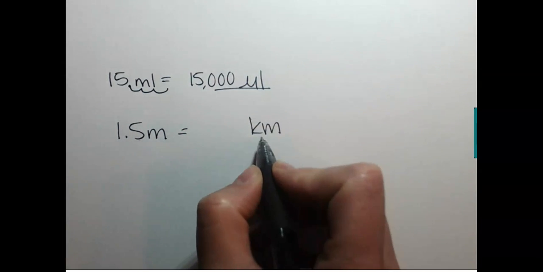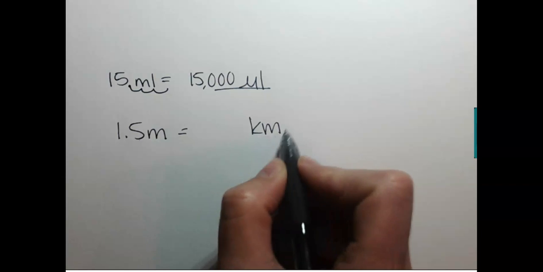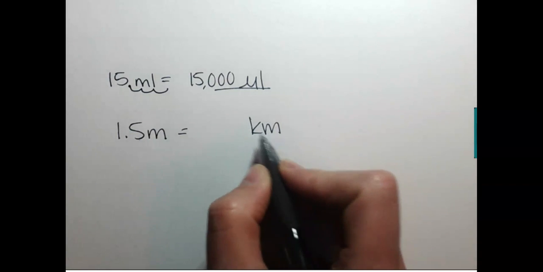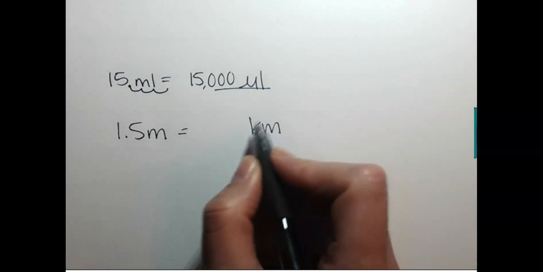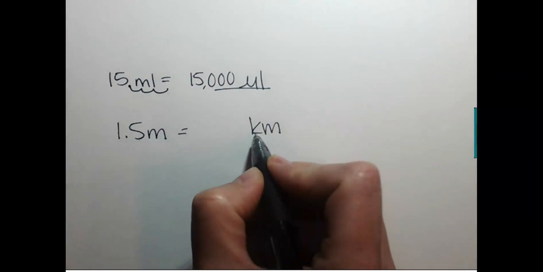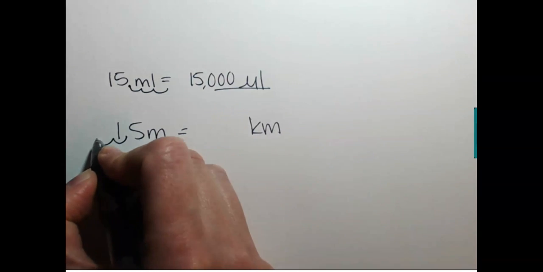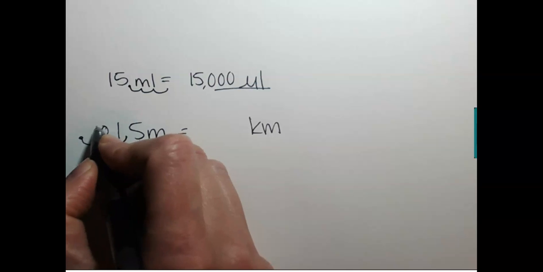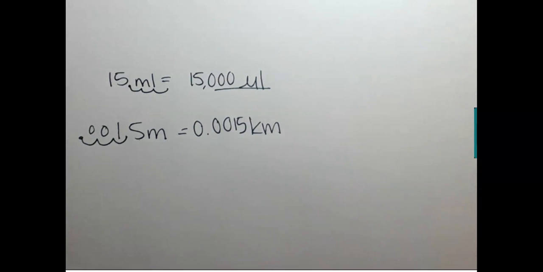Next, you had 1.5 meters to kilometers. Okay, well, kilometers is a bigger unit, right? A kilometer is like you measure how far you drove in kilometers, and meters are much smaller. There's actually 1,000 meters in 1 kilometer, so I'm going to move it 1, 2, 3 places. And so my answer would be 0.0015 kilometers, and again, that makes sense.